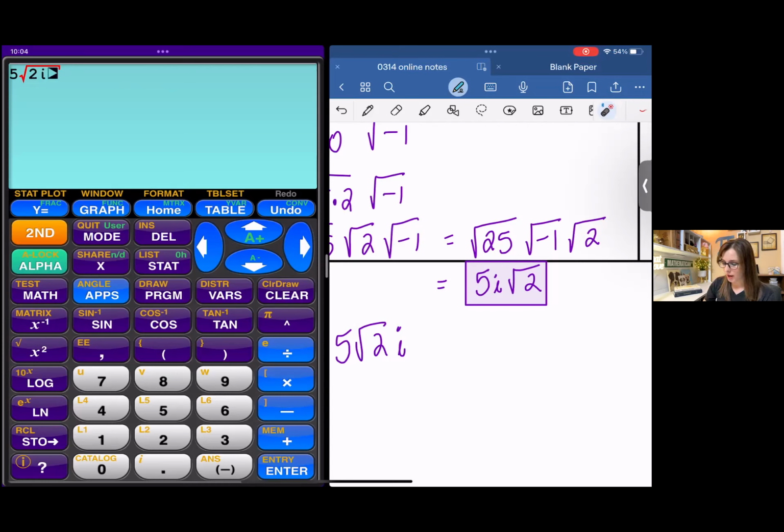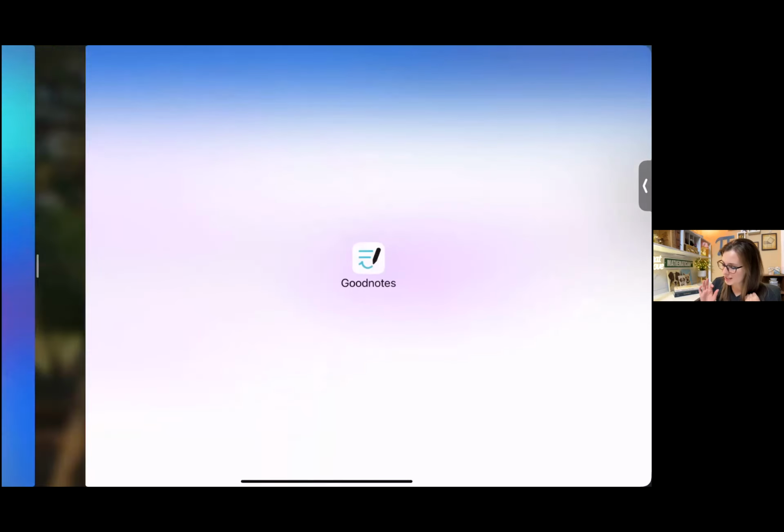So the correct way is, see how I'm done with the square root. So I'm going to hit the right arrow to get out of the square root. And then you can type your I, and that would be correct. So if you typed that into the homework system instead of 5I root 2, that is correct. But when the I is under the square root, that is incorrect. So just be very careful about that. You have to be very detail oriented.